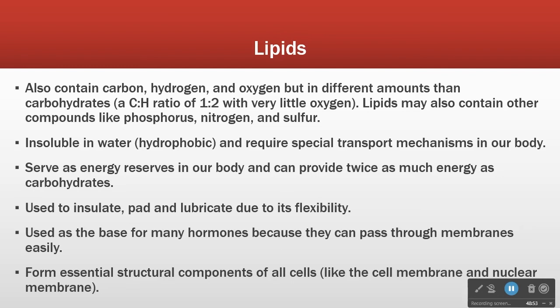Fats are used as the base molecule for many hormones, estrogen, progesterone, testosterone, to name a few, because they can pass through cell membranes. So one of the things we'll talk about in the next unit when we talk about cell membranes is that the membrane is made of lipid, right? It's phospholipids. So what can pass through lipids? Water or fats?